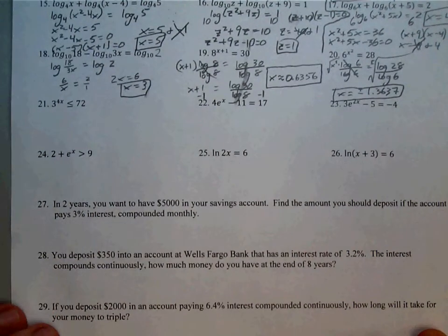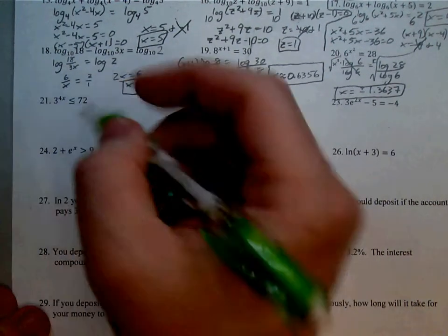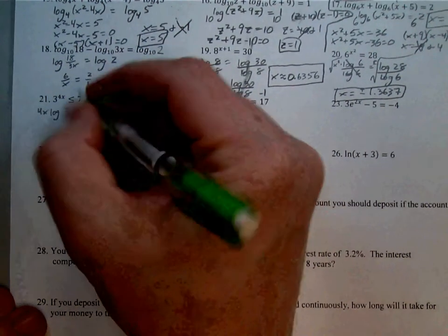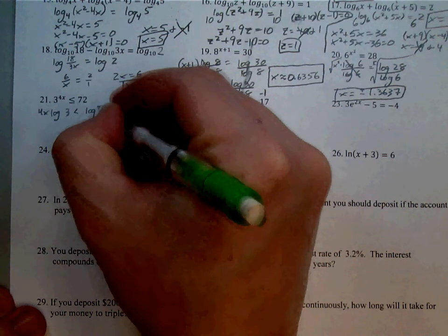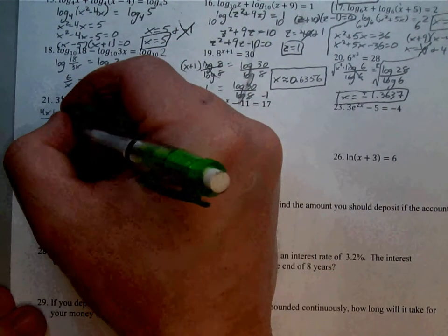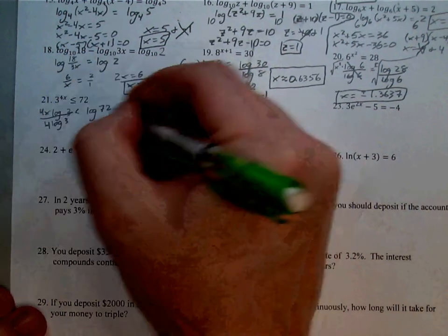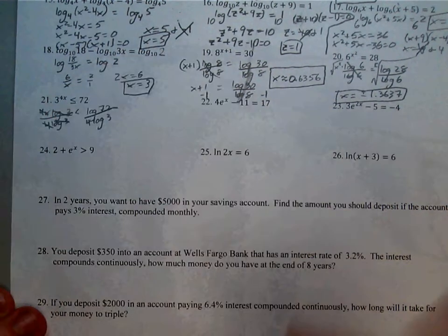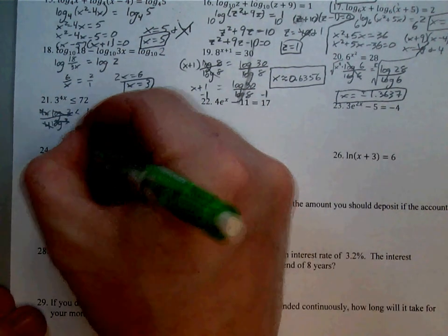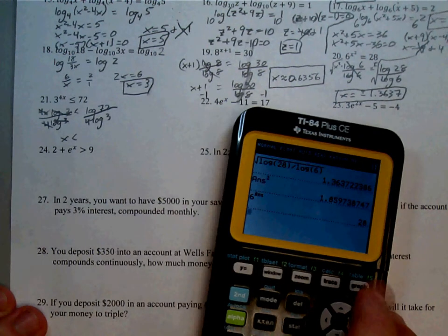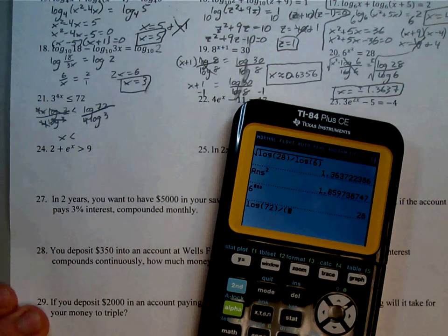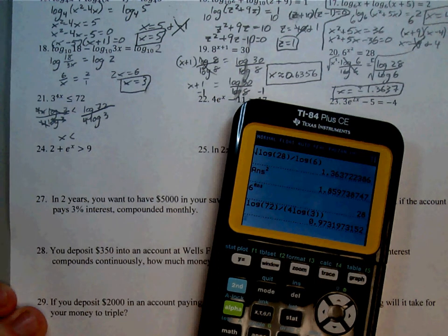Alright, number 21. So now we've got an inequality. I'm going to log both sides. So the 4x will move out front. I'm going to divide by the log of 3, but I'll also divide by 4 at the same time. That way the 4's cancel and the log of 3's cancel. So x is less than log of 72 divided by, I need parentheses around the denominator since there's two things there, 4 log 3. So I get 0.9732.